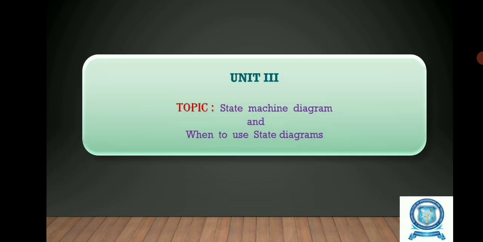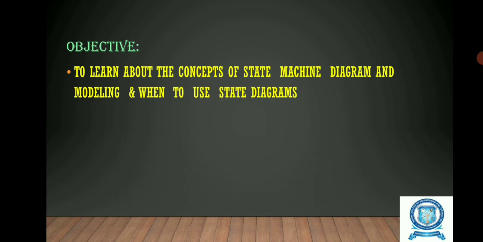I'm here to explain the topic state machine diagram and when to use the state diagrams. The objective is to learn about the concepts of the state machine diagram and modeling, and when to use these state diagrams.